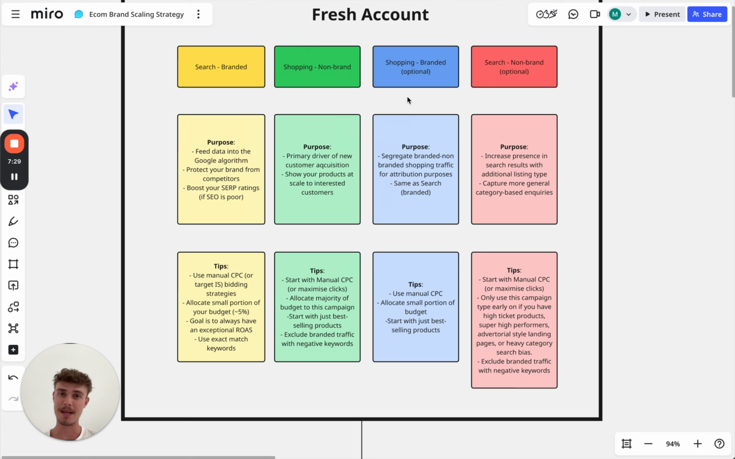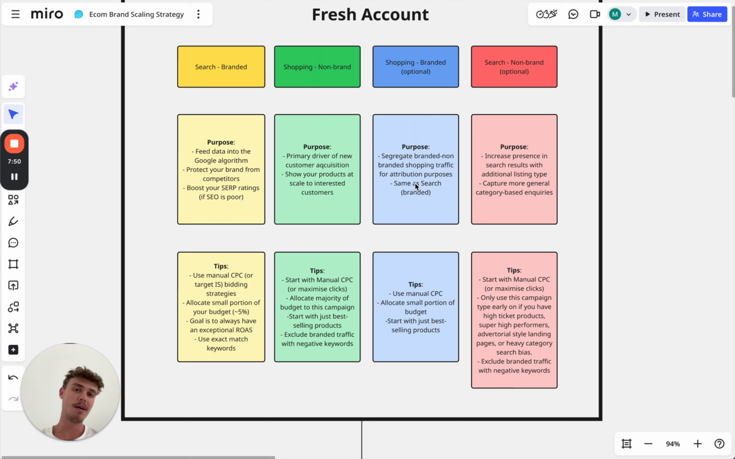All right. Branded shopping campaign. Now this is optional at this stage of the account. You don't always need it early on. These are the 2 critical campaigns for the very start. And branded shopping only needs to be brought in certain cases, which I'll explain now. So its primary purpose is to segregate branded and non-branded shopping traffic for attribution purposes.